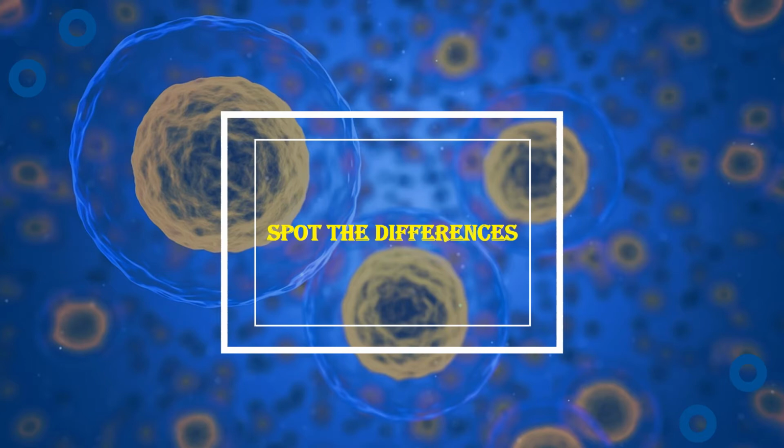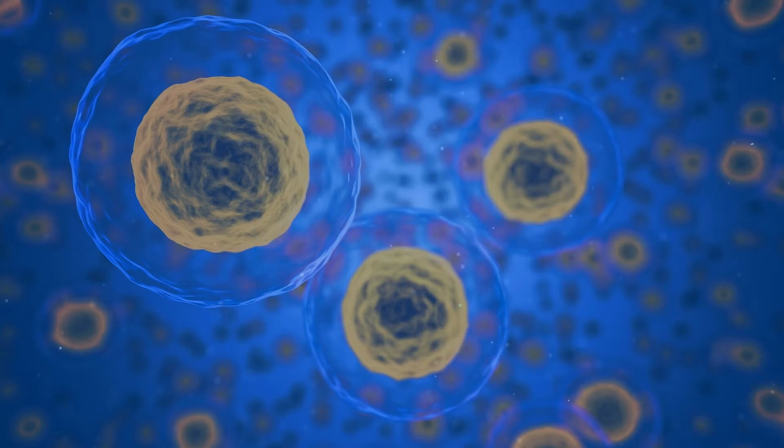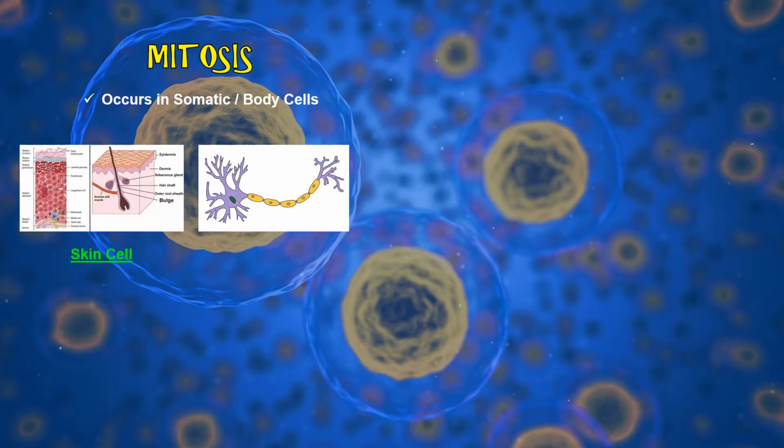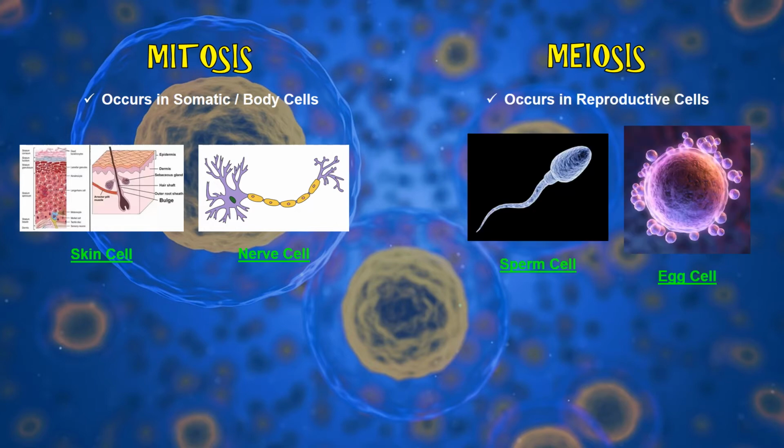Let us now proceed to the main topic of this report. Let's spot the differences of mitosis and meiosis. The first difference between the two processes is that mitosis occurs in somatic body cells. Examples for this are the skin cells and the nerve cells, while meiosis occurs exclusively in reproductive cells, the sperm cell and the egg cell.